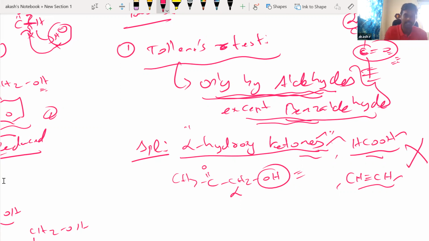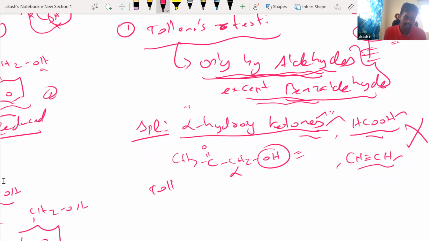So the next thing you have to understand is, what is Tollens reagent? What is the reagent which you're going to use in the Tollens test? The Tollens reagent name, if I have to tell you, is ammoniacal silver nitrate.